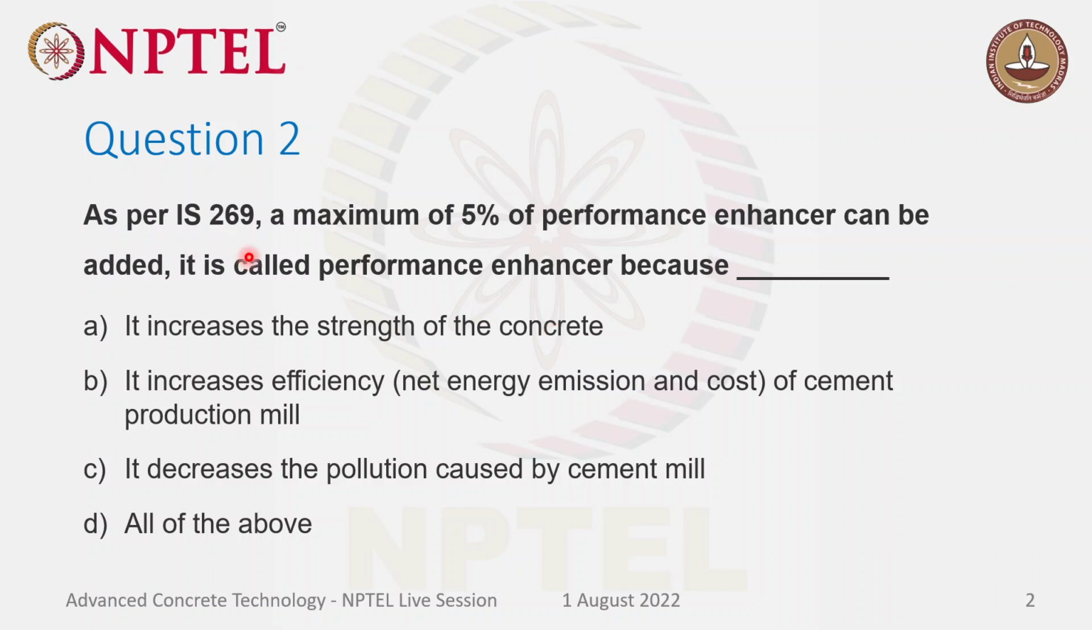As per IS 269, a maximum of 5% can be added. Why are we adding it? It's called a performance enhancer. What is the purpose of adding that? That is question 2. Option A is it increases the strength of the concrete. Option B is it increases efficiency, reduces energy and emission cost of the cement production mill. Option C is it decreases the pollution caused by the cement mill. Option D is all of them. You have to find the right answer and give your answer in polls as well as the chat box, whichever is possible for you.